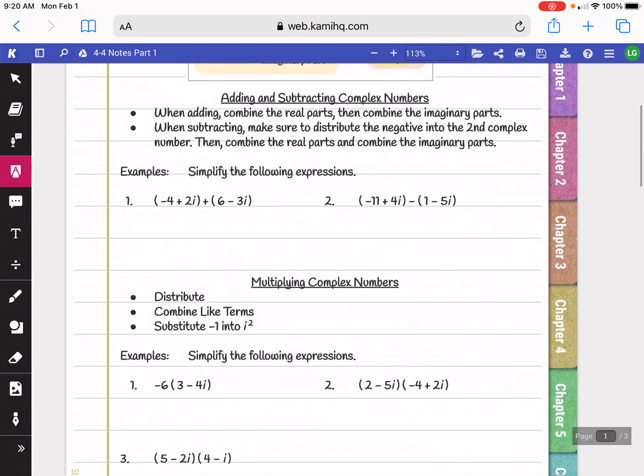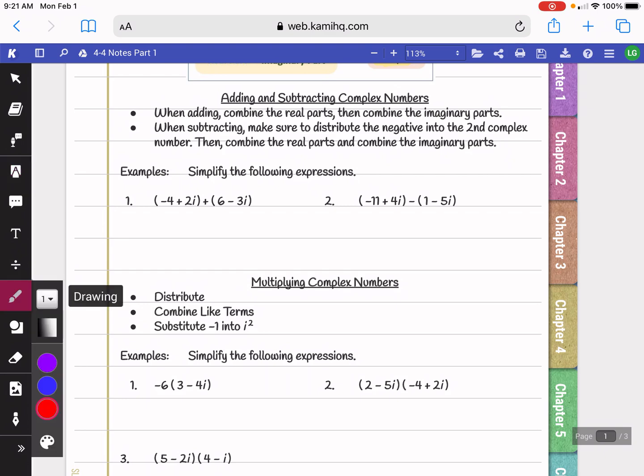Right now we're going to focus on adding and subtracting. Here it's just like combining like terms without imaginary numbers. So it's the same steps. When you do addition, you're just going to take off the parentheses. So I'm going to rewrite this without the parentheses. So it becomes -4 plus 2i plus 6 minus 3i.